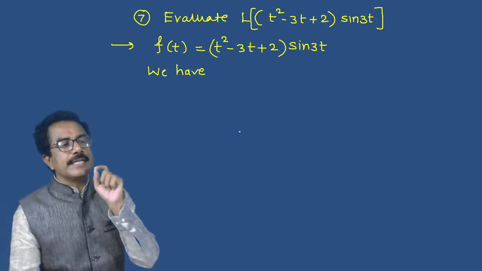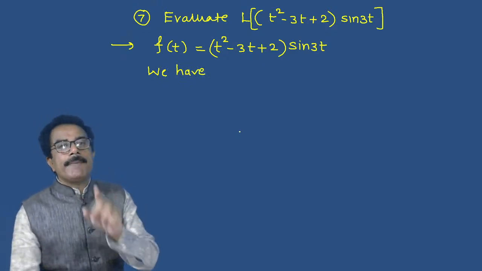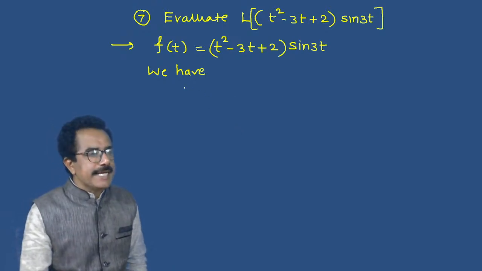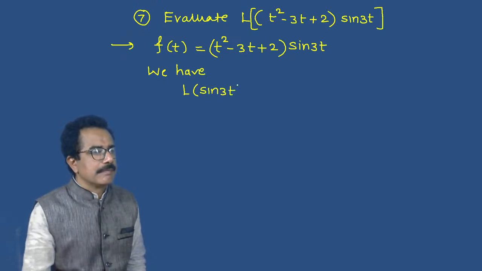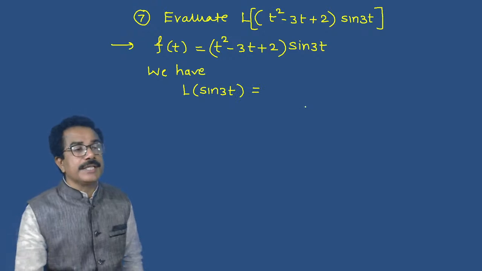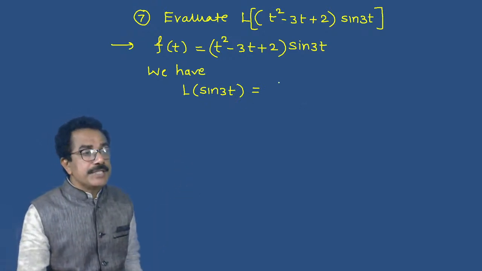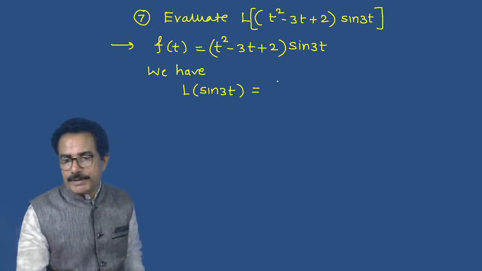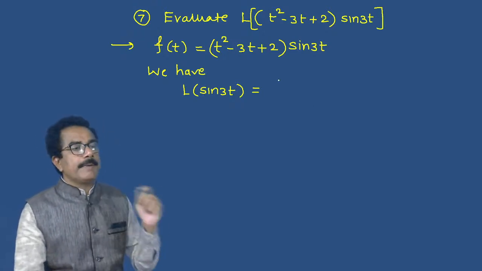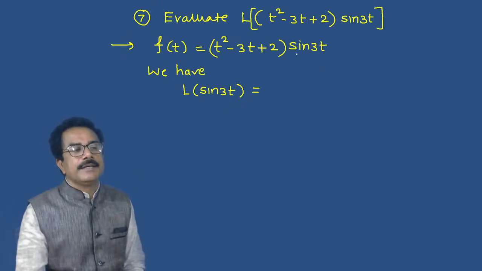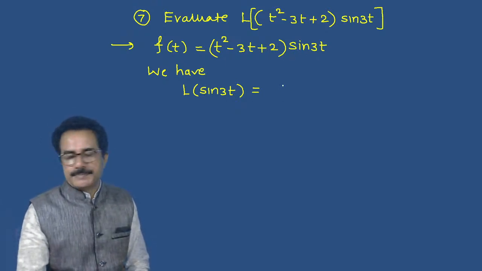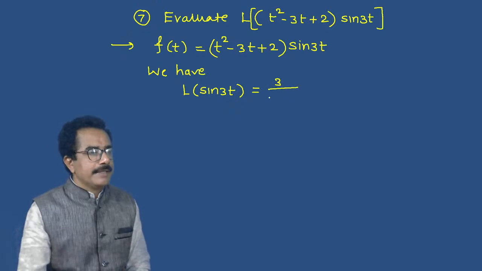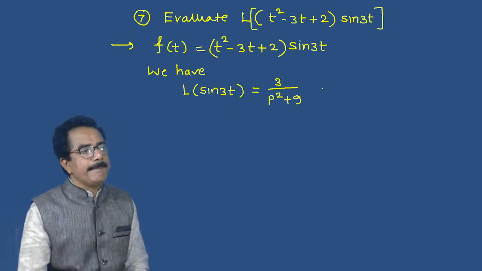Students, now first of all tell me the Laplace transformation of only sine 3t. L of sine 3t. What is the formula for L of sine 3t? L of sine at means a divided by p square plus a square. How can we write, students, the Laplace transformation of sine 3t? First of all we have to calculate the Laplace transformation of sine 3t. That means 3 divided by p square plus 9. 3 divided by p square plus 9.